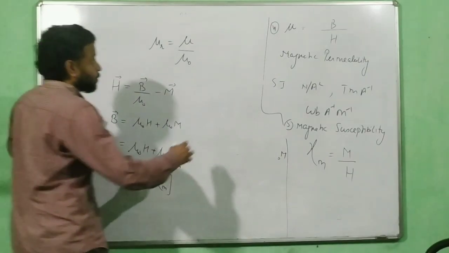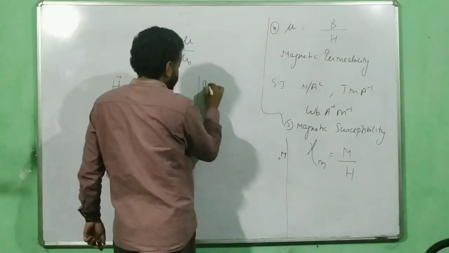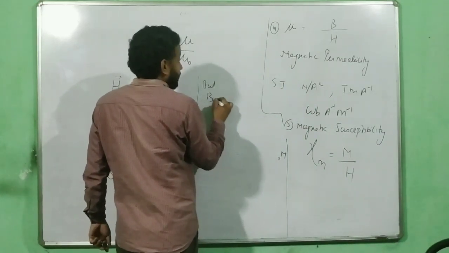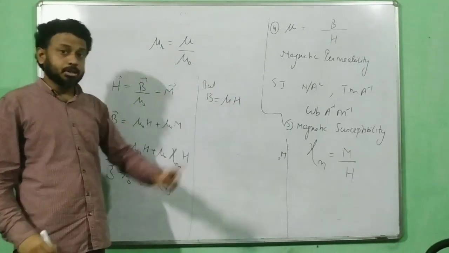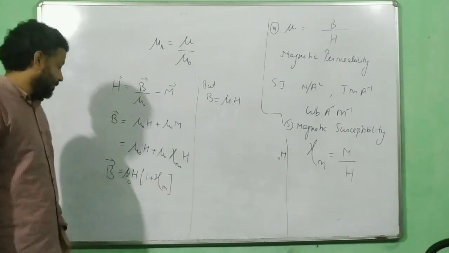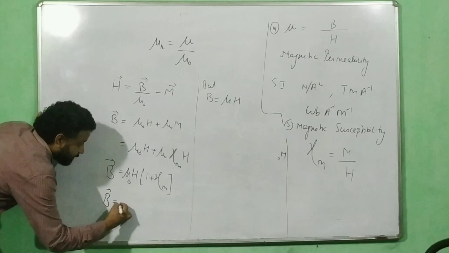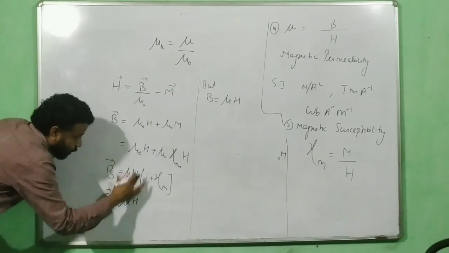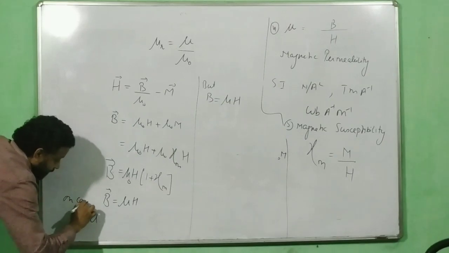But I also know that B is equal to mu times H. B is equal to permeability times H. But this is mu naught times H, 1 plus xi M. So if I compare this with B equals mu times H, on comparing, what will I get?